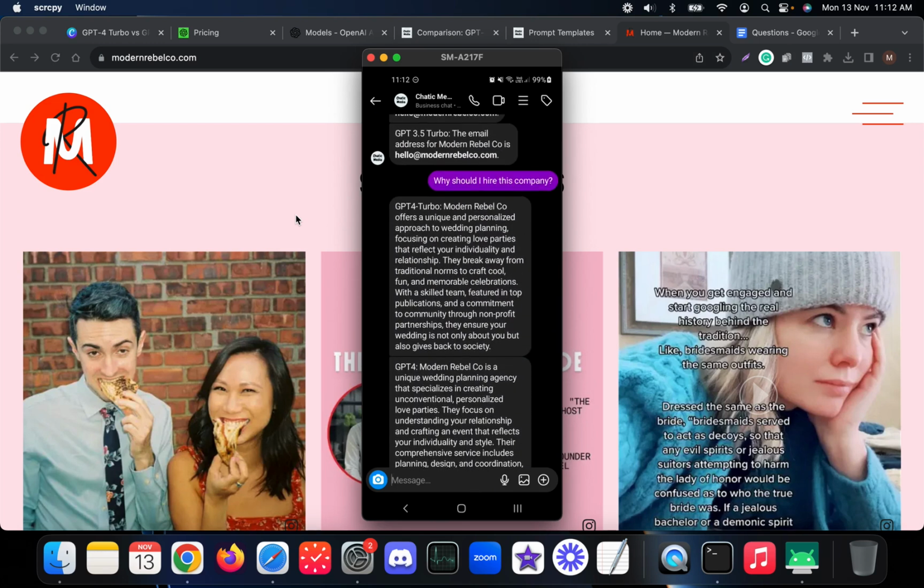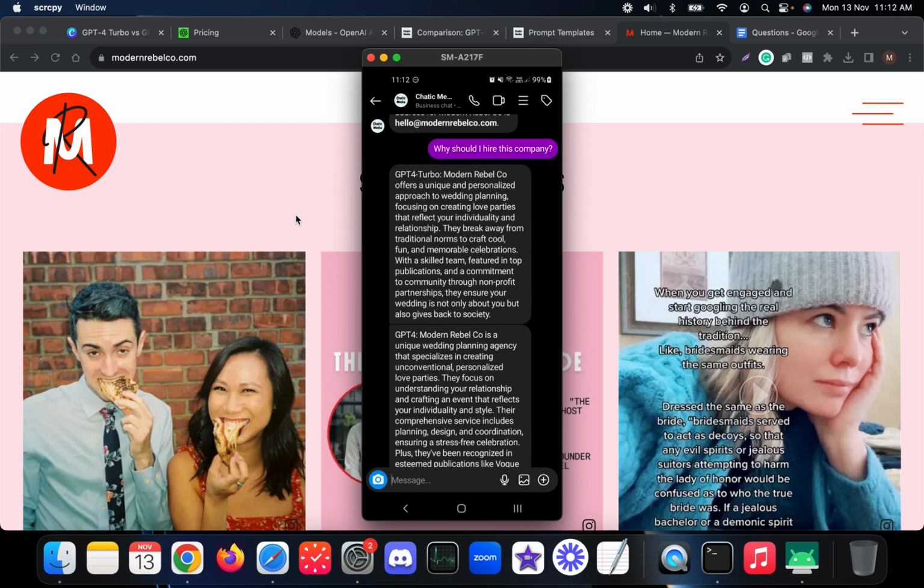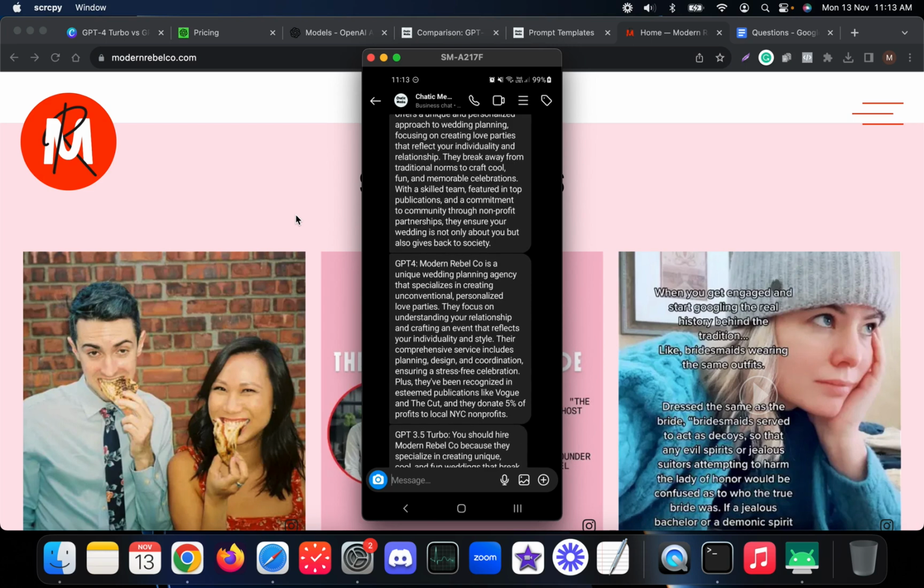GPT-4 Turbo says Modern Rebel Corps offers a unique and personalized approach to wedding planning, focusing on creating love parties that reflect your individuality and relationship. They break away from traditional norms to craft cool, fun, memorable celebrations. With a skilled team featured in top publications and a commitment to community through non-profit partnerships, they ensure your wedding is not only about you but also gives back to society. Let's see how GPT-4 generates.